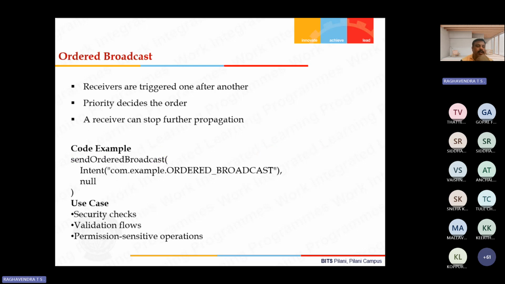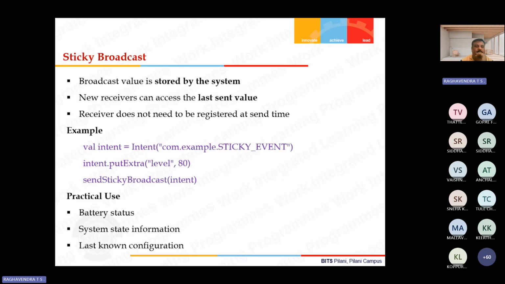Ordered broadcast: receivers are triggered one after the other. Priority decides the order. A receiver can stop further propagation. So send an ordered broadcast of intent with com.example.ordered broadcast, and the result will be null. It is used for security checks or validation flows, permission-sensitive cases.